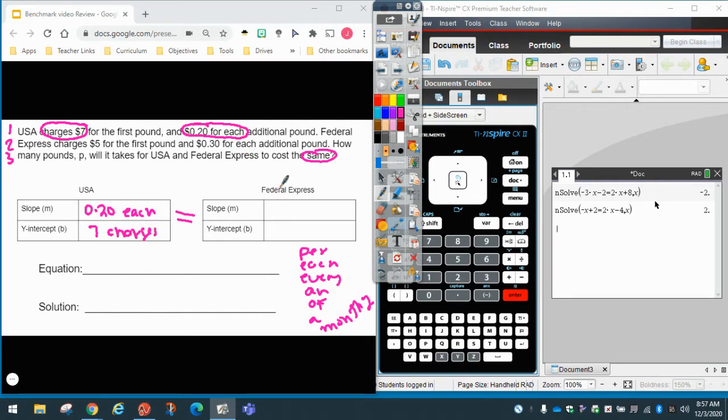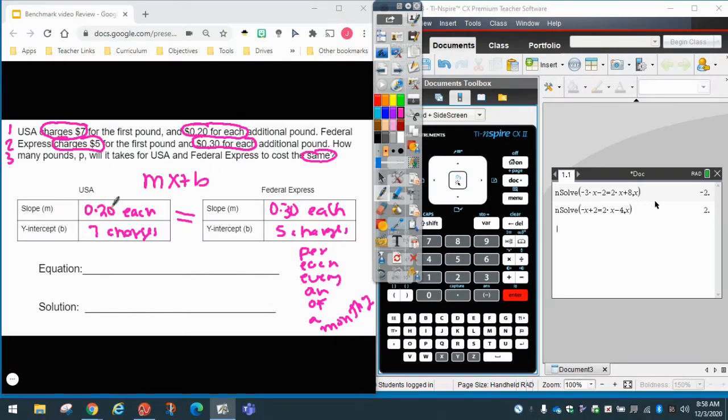Now let's look at Federal Express. On line 2, Federal Express charges $5 and 30 cents for each additional pound. The keyword is each. See how it's here? That is my slope. And my extra number is 5. And the keyword is charges. So now we have to put everything in slope-intercept form, where m is the slope and b is the y-intercept.